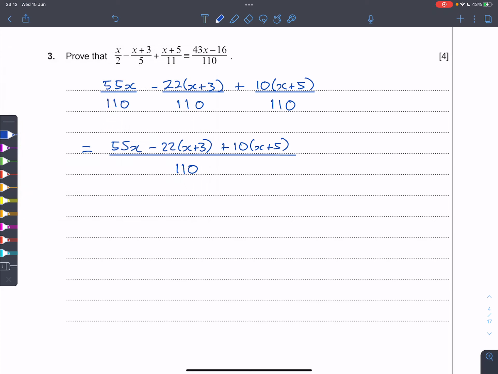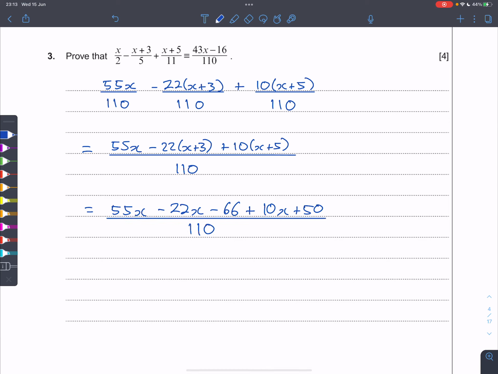So now it's time for me to sort out the top line. So we have 55x. Okay, expand that bracket. Negative 22 times x is negative 22x. And negative 22 times 3 is negative 66. Then I have plus 10 times x is 10x. And 10 times 5 is 50, so plus 50. And that's all over 110.